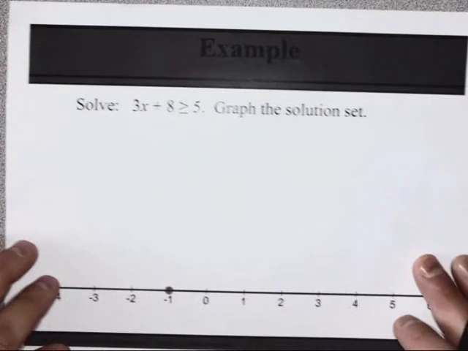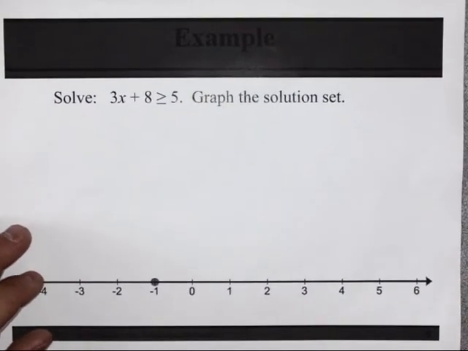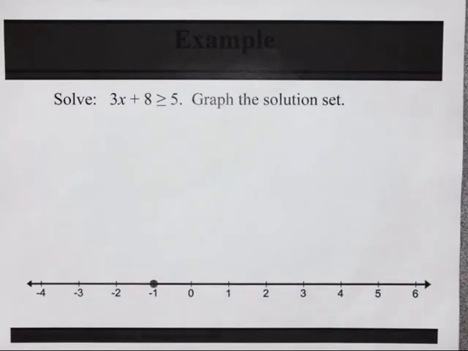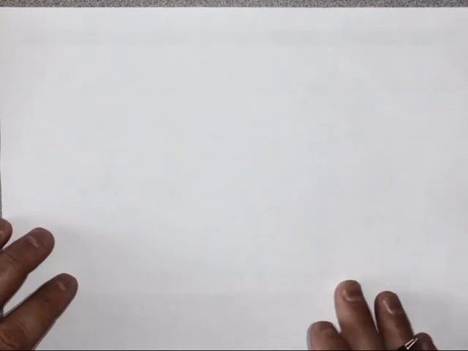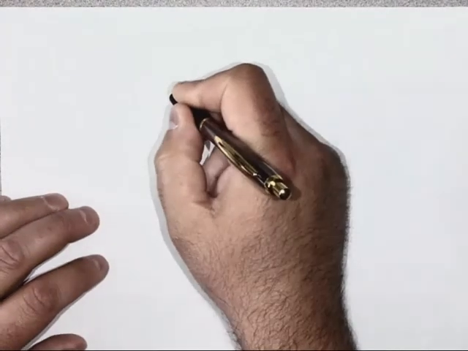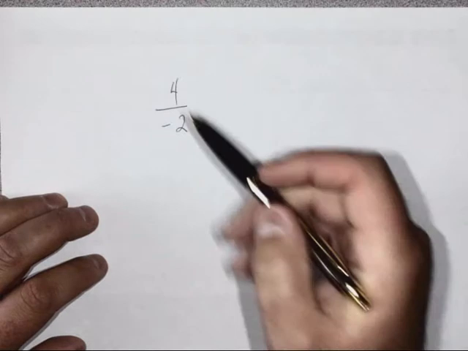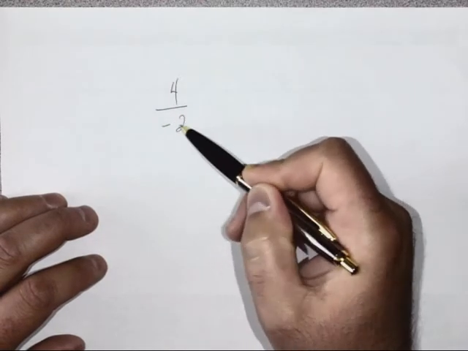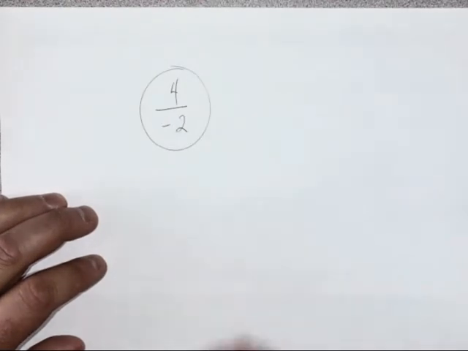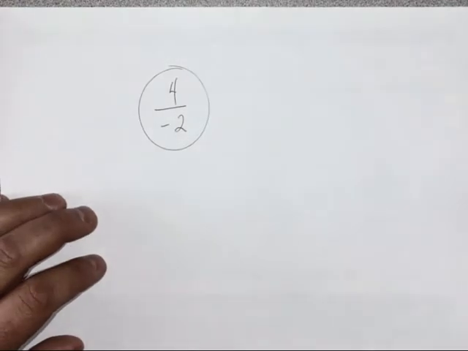So when we solve inequalities, we solve them much like equations, except for one difference. If you multiply or divide by a negative number in the solving process, the inequality must reverse. So let's look at exactly what that means. If I divide by a negative, that means the negative is going to be on the bottom of this division. So this would be an example of where I would reverse the inequality. I'm dividing by negative 2.